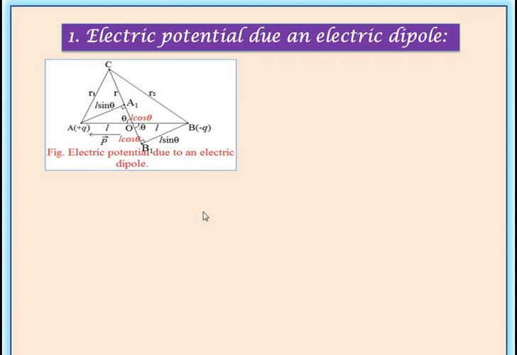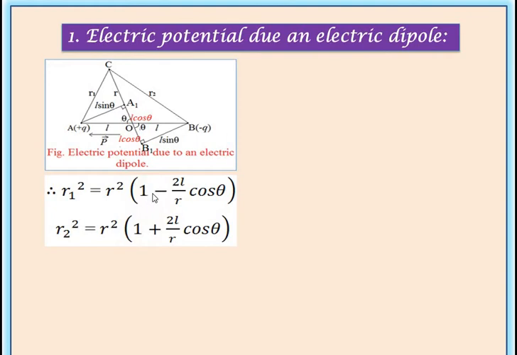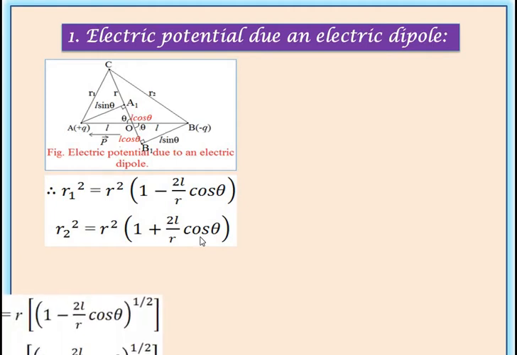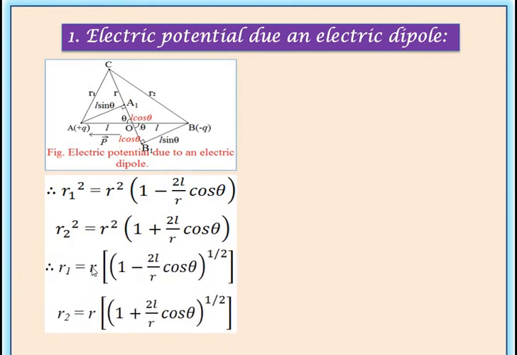We have written the equations again here. R1 square is equal to R square in bracket 1 minus 2L divided by R cos theta, and R2 square is equal to R square in bracket 1 plus 2L divided by R cos theta. Taking square root, R1 equal to R in bracket 1 minus 2L divided by R into cos theta bracket raised to 1/2, and R2 equal to R in bracket 1 plus 2L divided by R cos theta bracket raised to 1/2.